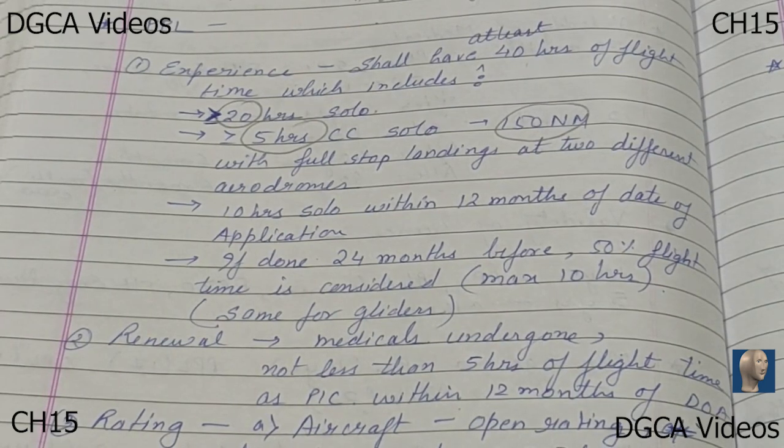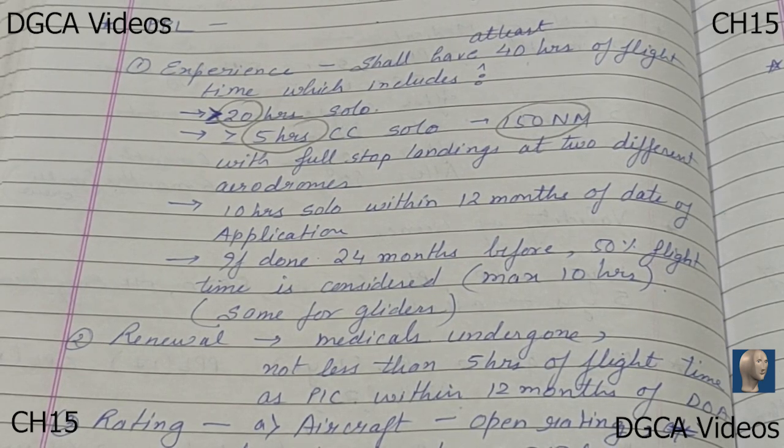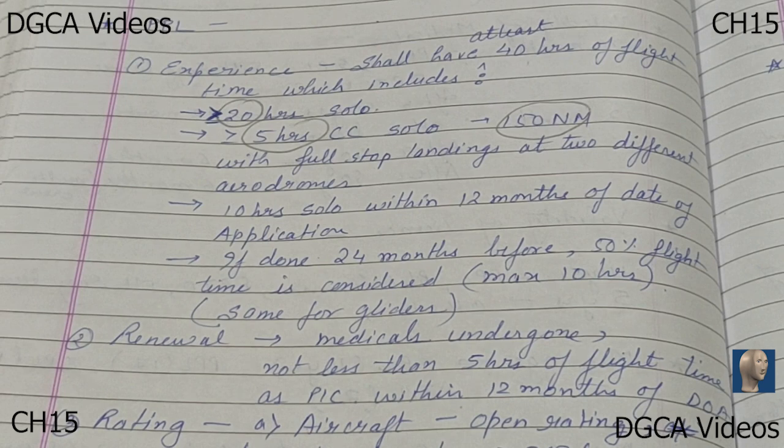By the date of application of the license, I mean the date on which you apply. Within 12 months of that, at least 10 hours of solo flying should have been done by that pilot. Then only they'll be eligible for the private pilot license.